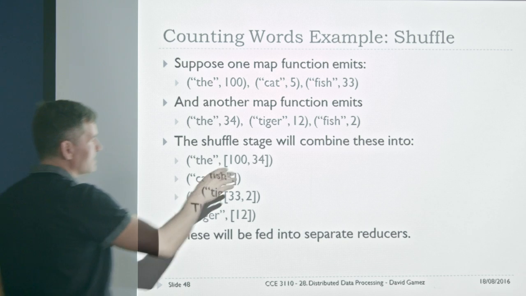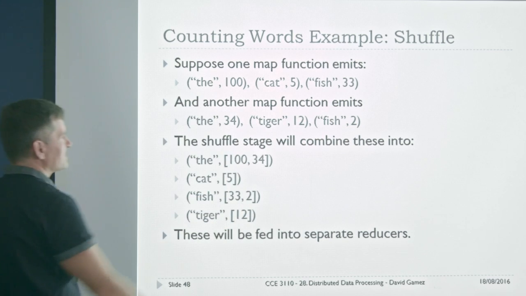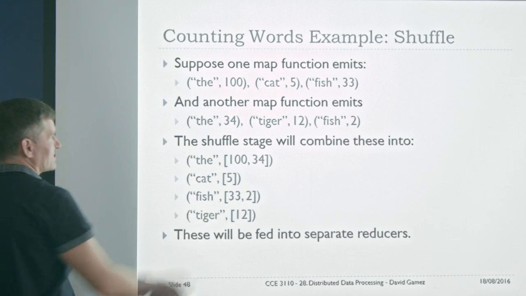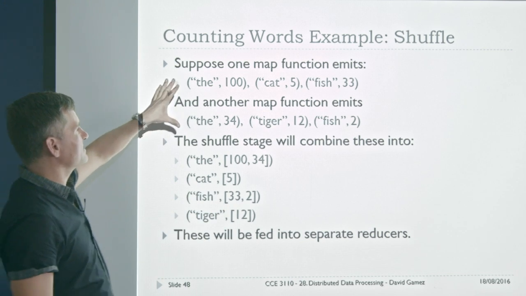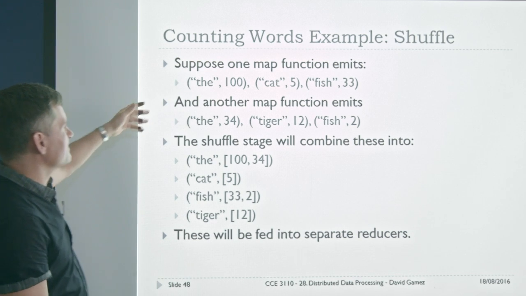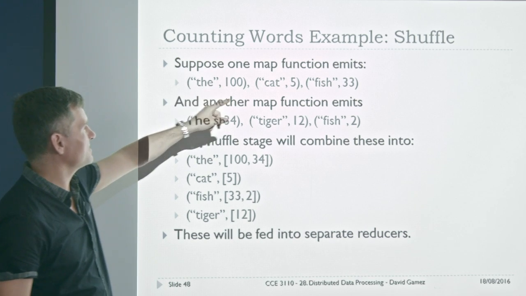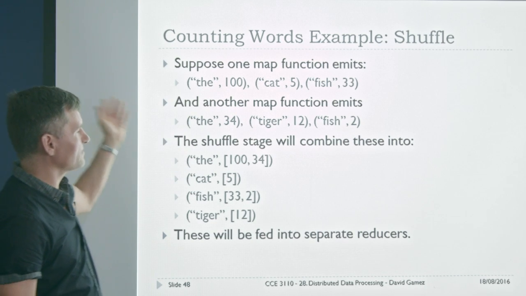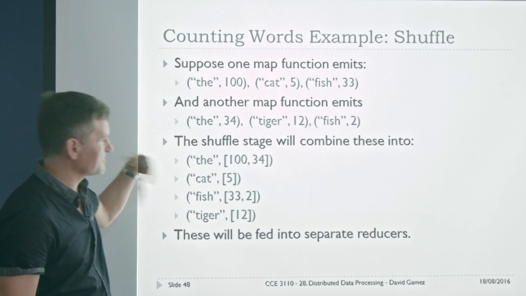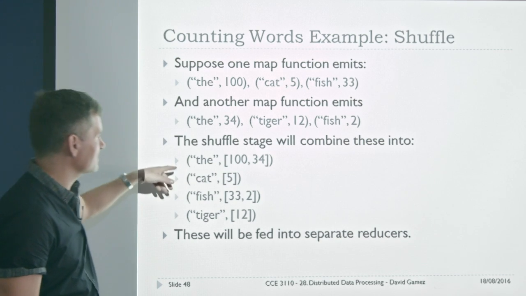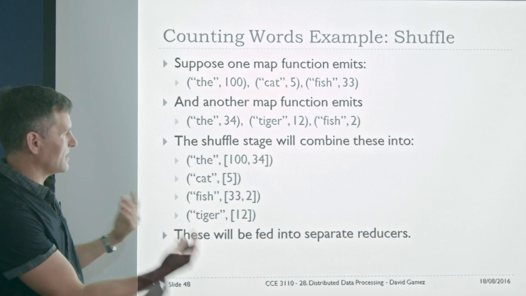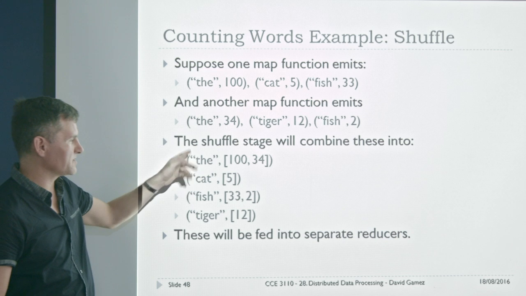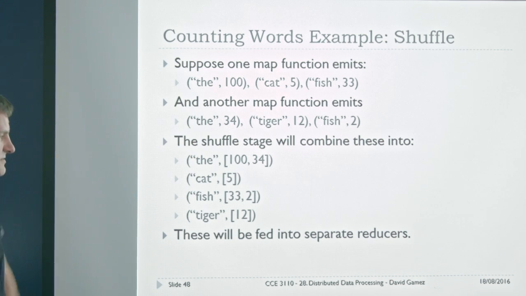Then we have the shuffle stage that combines these outputs from all the mappers into "the" 134, "cat" 5, "fish" 33, "tiger" 12. So it sort of aggregates these outputs and merges them together. There's 100 "the"s emitted from the first map function, and we've got 34 "the"s. So it gets an array of these counts, like a list of the counts that have been found in each of the documents associated with the key "the", and the same with cat, fish, tiger, and so on.